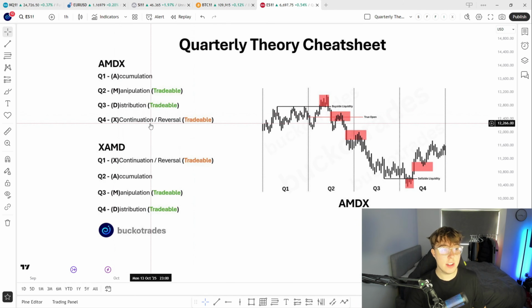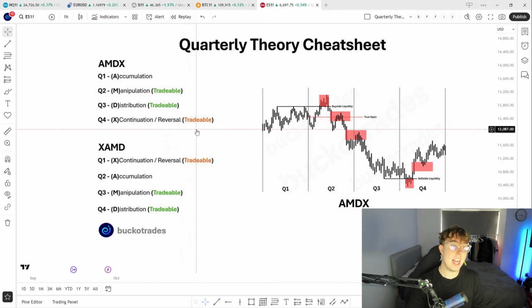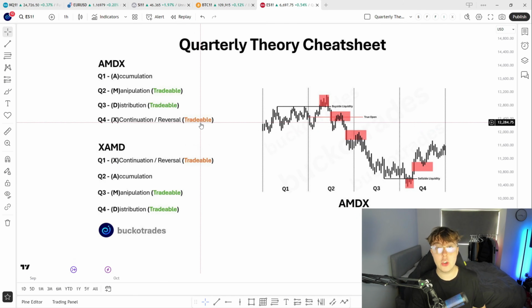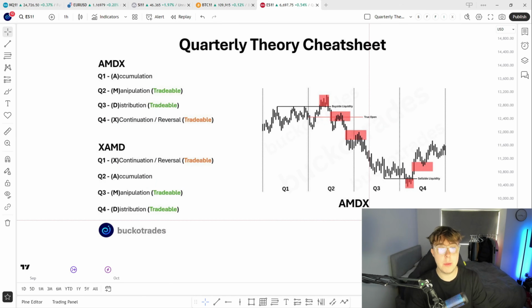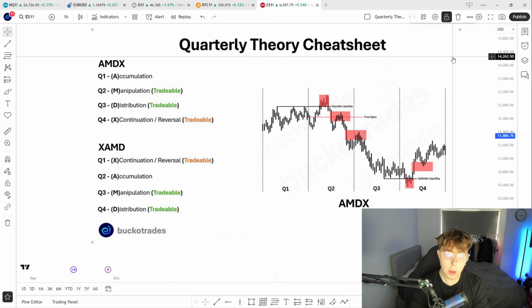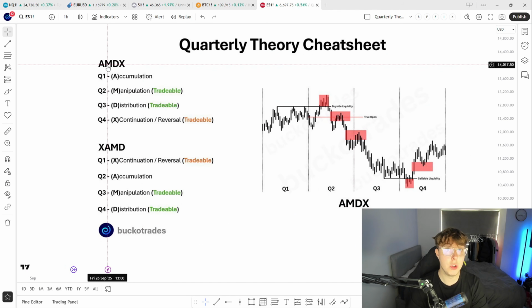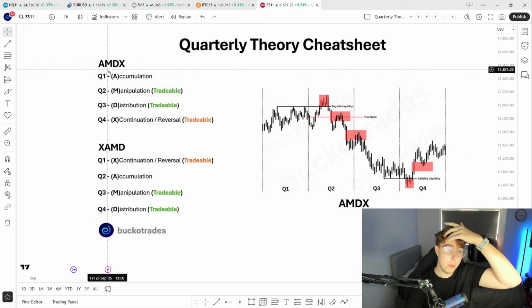And then X, continuation, reversal, can be a little bit 50-50. If you know exactly with high confidence what it's likely to do, then you can trade it, okay? And I'll be telling you guys how to anticipate either of those very shortly. So back to what I was saying. Let's go over the first example that can occur within price.